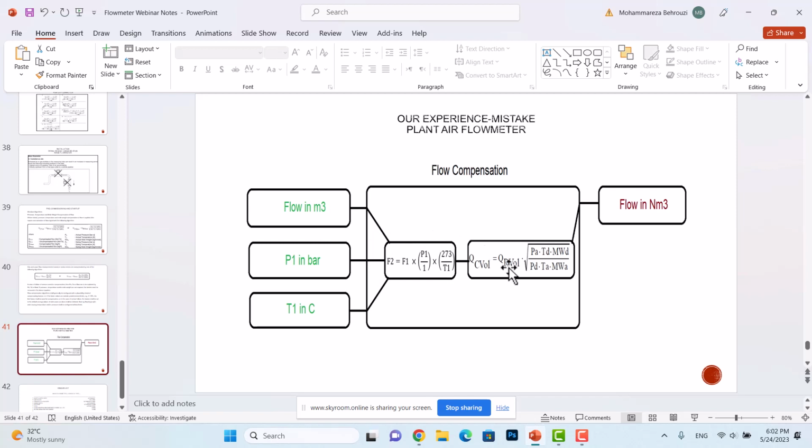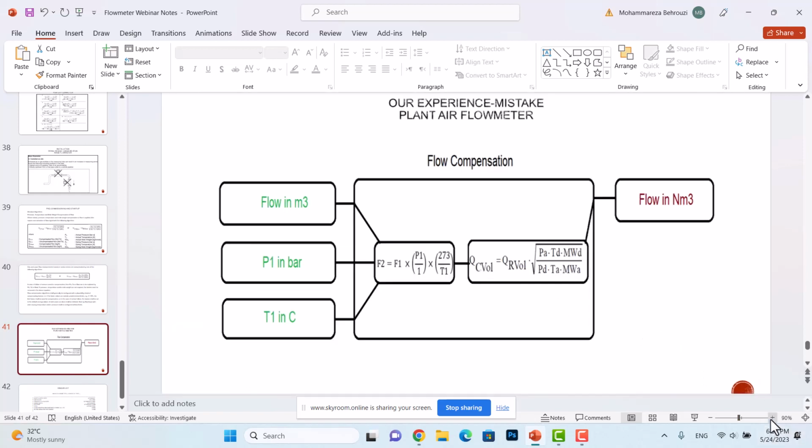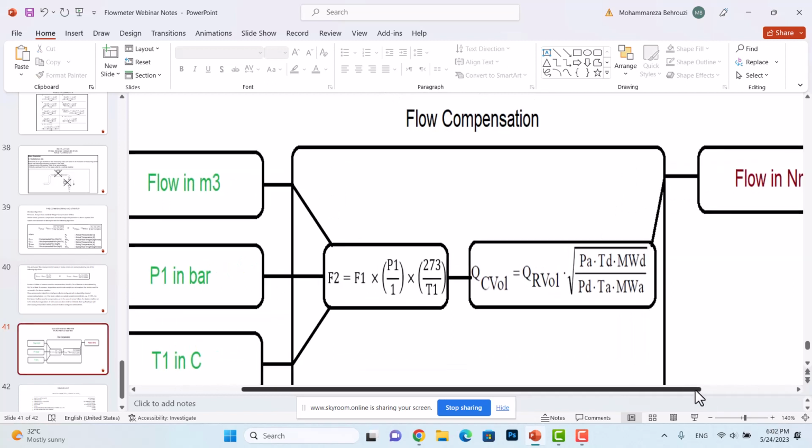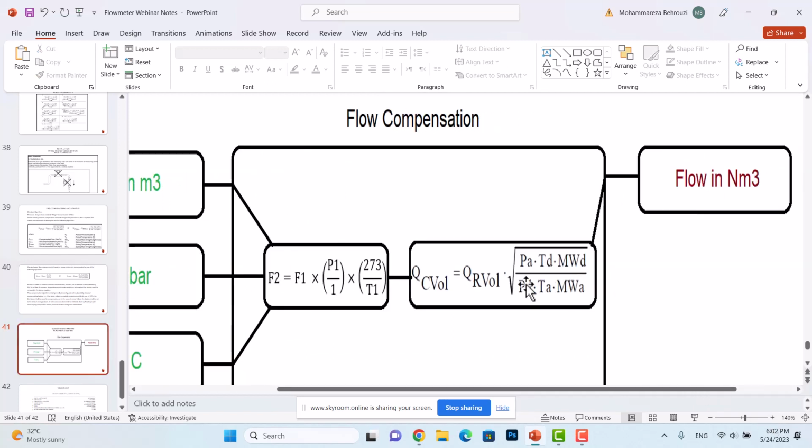Then after this, compensation plays an important role. If you see TD and PD here, let me zoom in. You see PD and TD here, that's the operating temperature and operating pressure that the flow meter was designed for. If the actual pressure is the same as the design pressure and the actual temperature is the same as the design temperature, they're going to cancel each other and all of these are going to be 1.